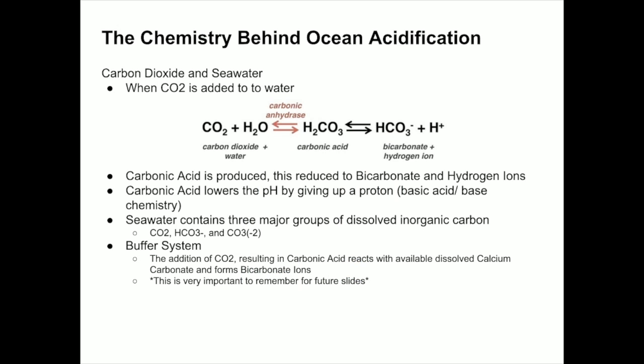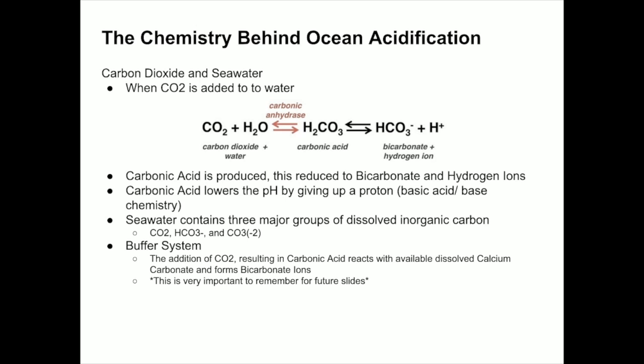The chemistry behind ocean acidification. Carbon dioxide in seawater. When carbon dioxide is added to water, carbonic acid is produced. This is reduced to bicarbonate and hydrogen ions. Carbonic acid lowers the pH by giving up a proton. This is simple acid-base chemistry, and we're all upper-level biochemistry students, so I'm not going to get too in-depth.